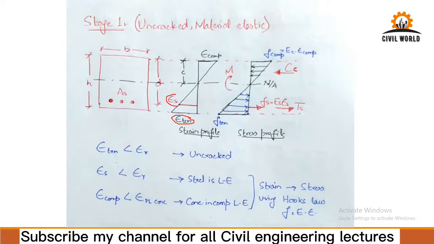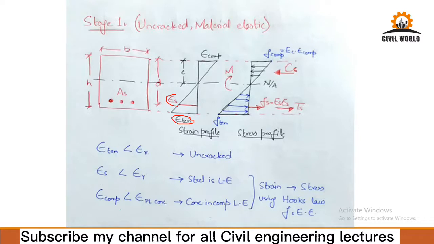Your tensile strain in concrete is less than the cracking strain in concrete. So your concrete section in tension is still intact. Cracks have not initiated, so it is an uncracked section. Then the tensile strain in steel is still less than its yielding strain, so steel is behaving in a linear elastic manner.